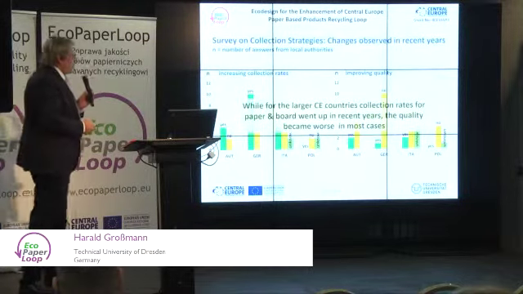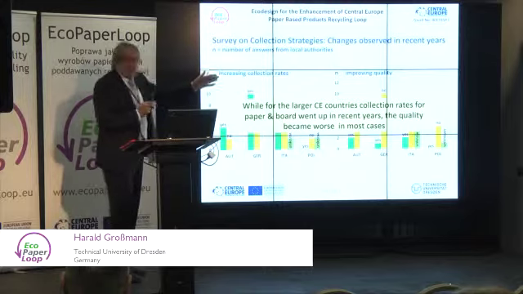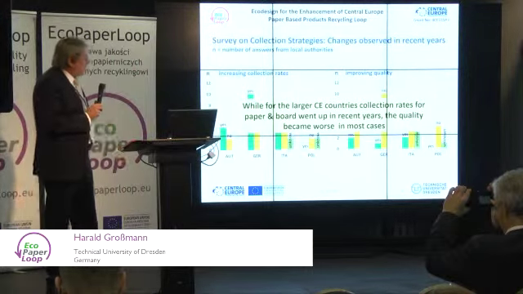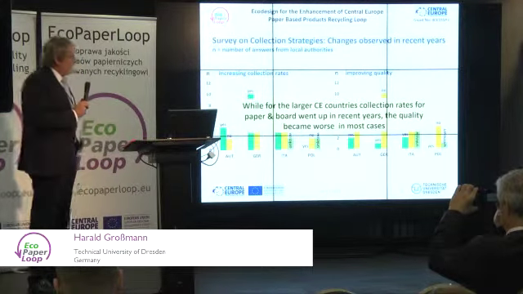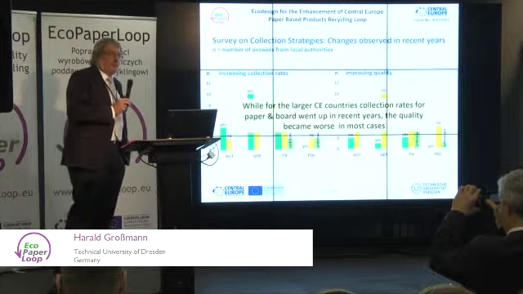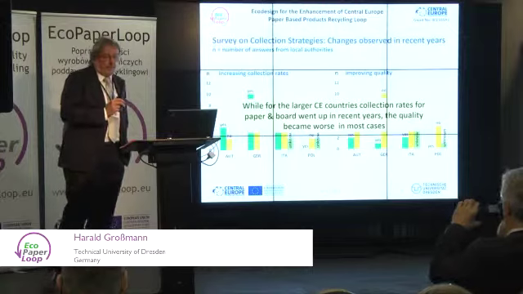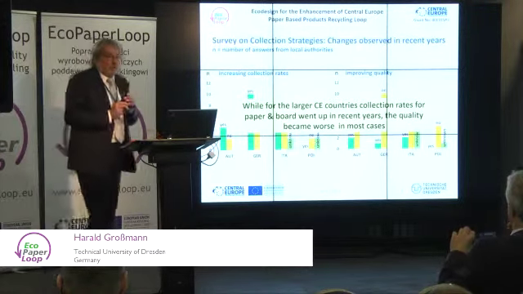The green columns show you cases in the different countries where the collection rates were increased. This can have many different reasons, but if you look at all those 4, we can really say that there was, in basically all countries, a rather positive development in terms of the increase in collection rates. This, however, was not to the same extent true for the development of quality. So while in most of these larger Central European countries the collection rates for paper and board went up in recent years, the quality became worse in most cases. And this can surely not alone, but to some extent also be attributable to inappropriate collection systems, or not optimized collection systems.